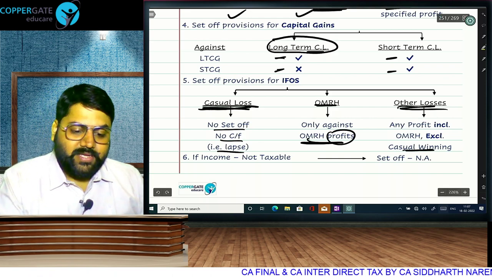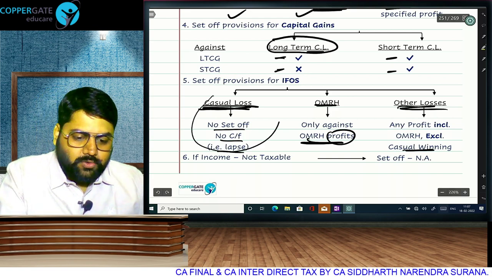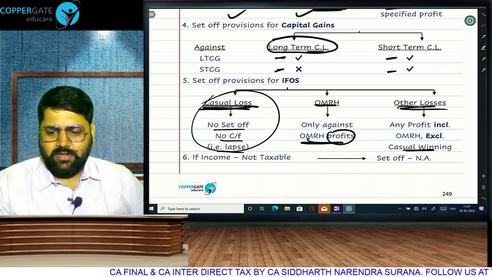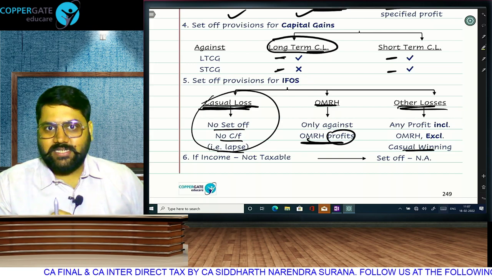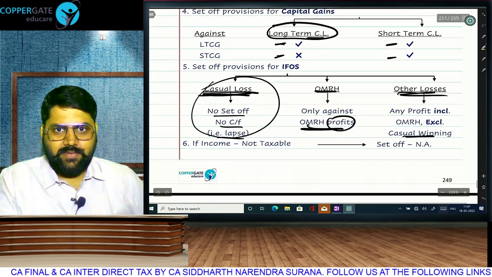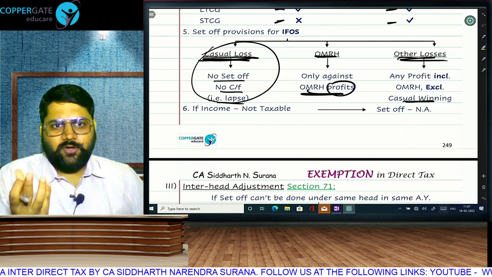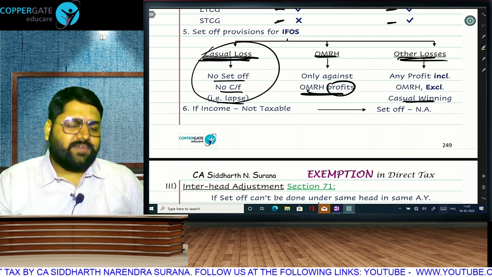This is the only place in the chapter where there is restriction on income. This income cannot be used for any set off. Everywhere else, speculation, specified, long term, OMRH, income can be used. Only loss has restriction, but in casual winning, income has restriction. And of course, if an income is not taxable, for example, agriculture business loss, of course, we will not get any set off against anything.